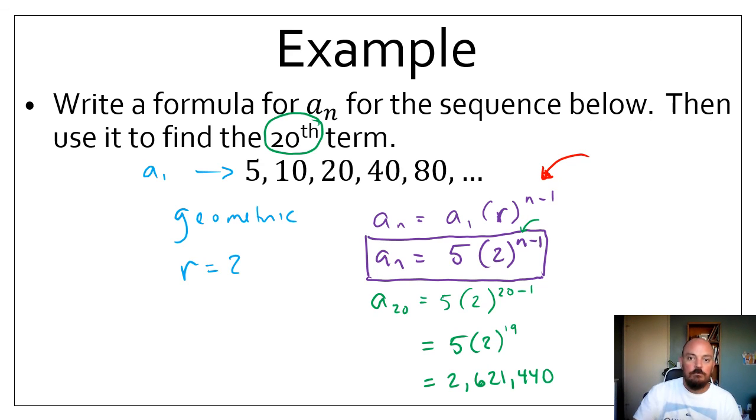So the idea is, if you're asked to write a formula for a geometric sequence, you always use this right here: a_n = a_1 times r to the n minus 1. You plug in the number for r and the number for a_1, and you've got your formula. That's it. Real simple. If you're asked to use it to find the 20th term or the 25th term or the 100th term or the 10th term, just take the formula you created and plug in that number for n, use a calculator to get your answer. And that's it.